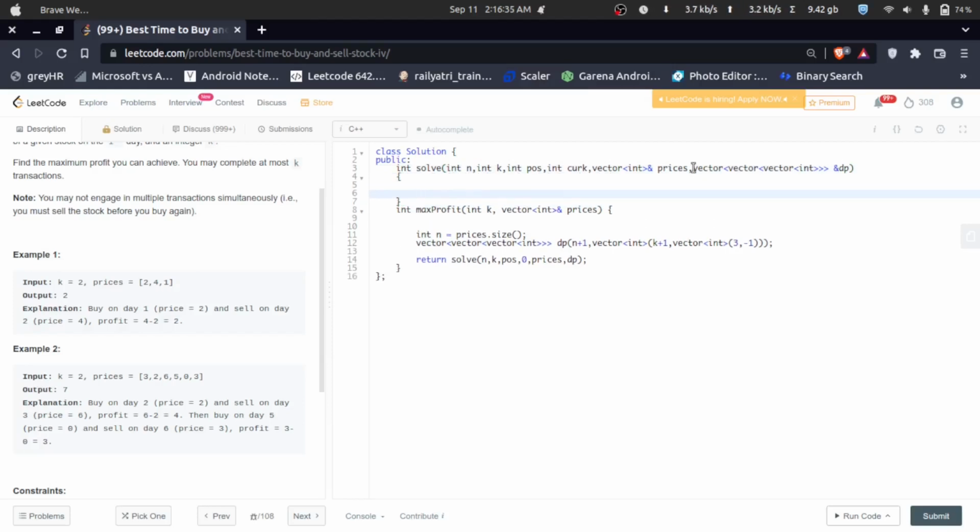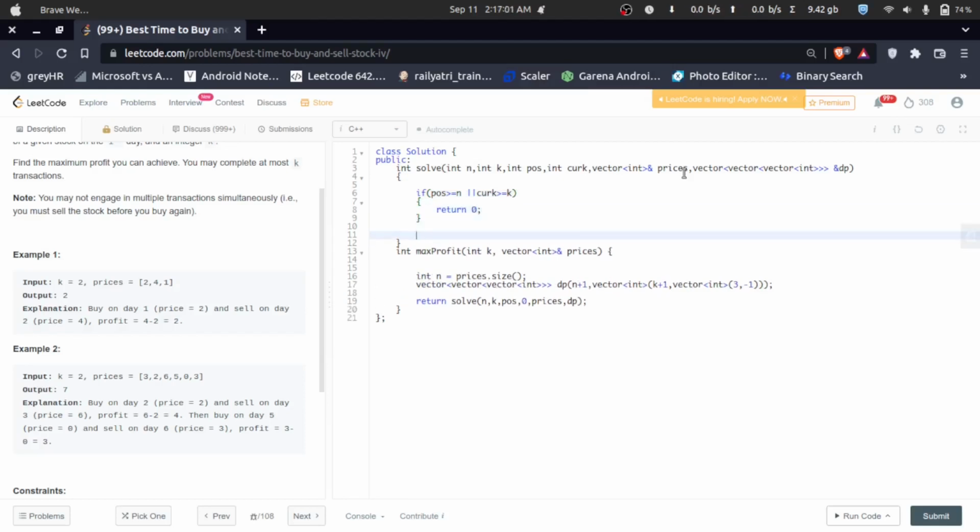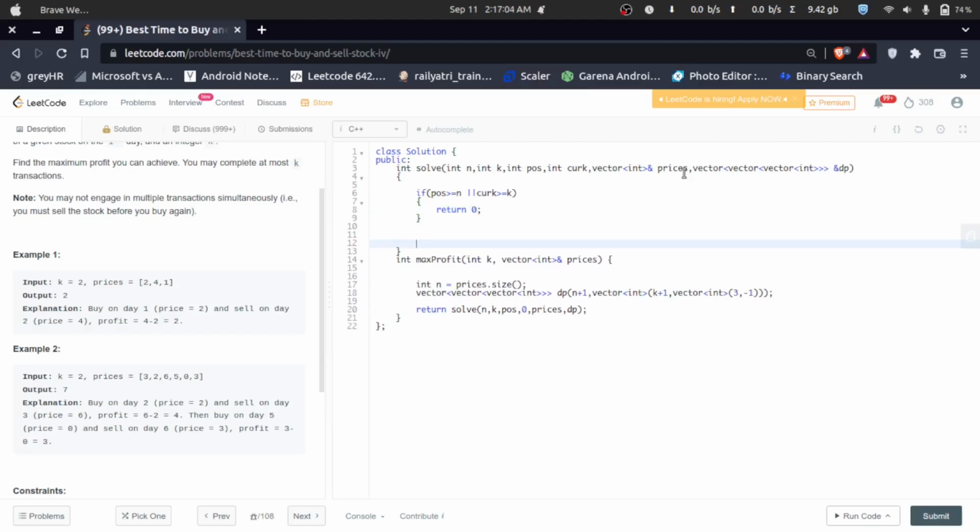So the base condition will be: if my position is greater than or equal to n, or current k is greater than or equal to k basically, in that condition I will return 0. And then I'll have to make the next condition, that means the value variable becomes solve, with n and k being constant.